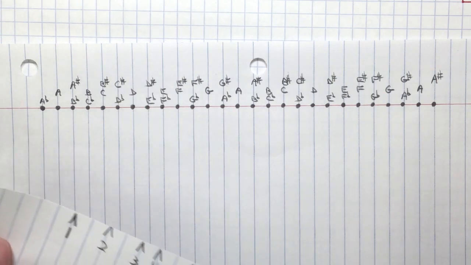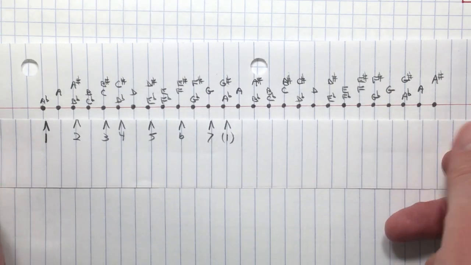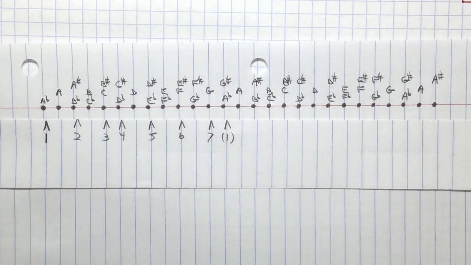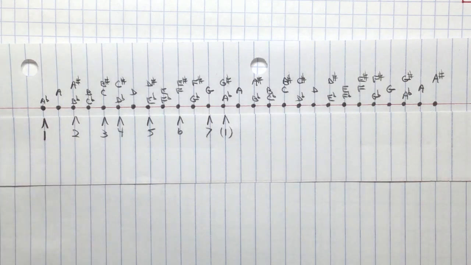Place your major scale ruler against this reference set of letters. Each major scale must have seven different letters in sequential order. You can't have a major scale with two of the same letter name. Seven different letters.